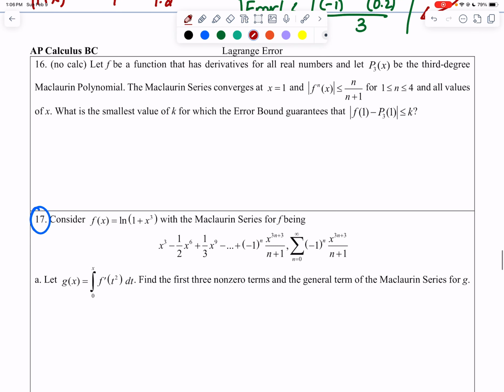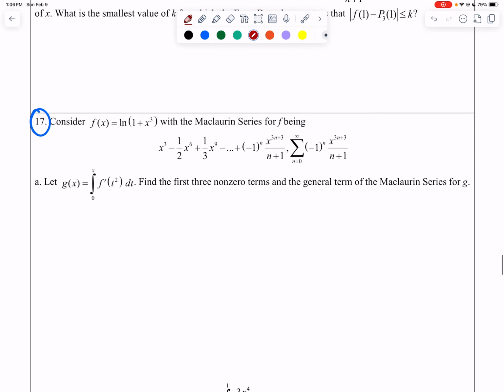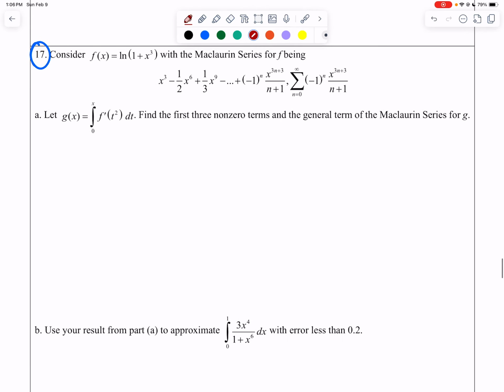Okay. I'm going to skip 16, and I'm going to focus on 17, where we have ln of 1 plus x cubed, and they have already given you the Maclaurin series for that. Now, we want g of x, and that is the integral from 0 to x of f prime of t squared dt. And we're going to find the first 3 non-zero terms and the general term of the Maclaurin series for g.